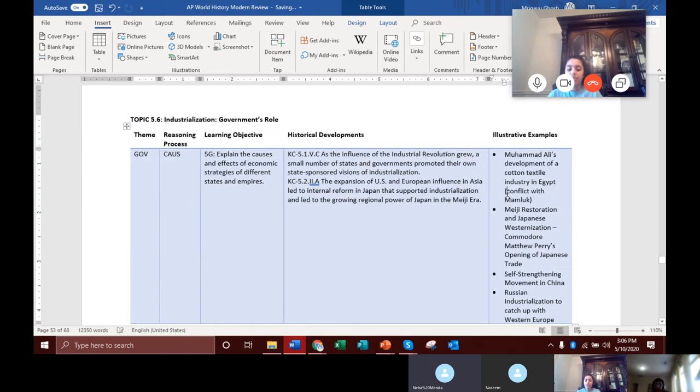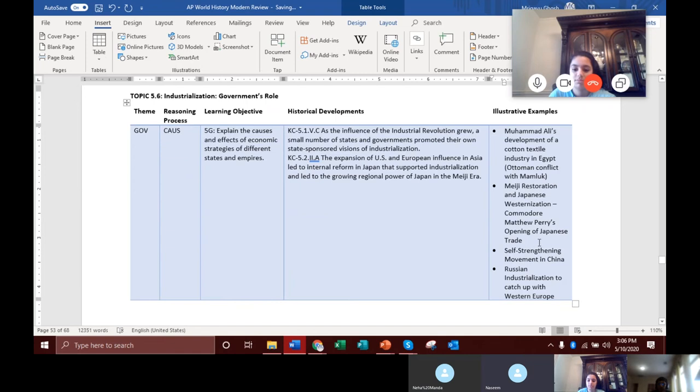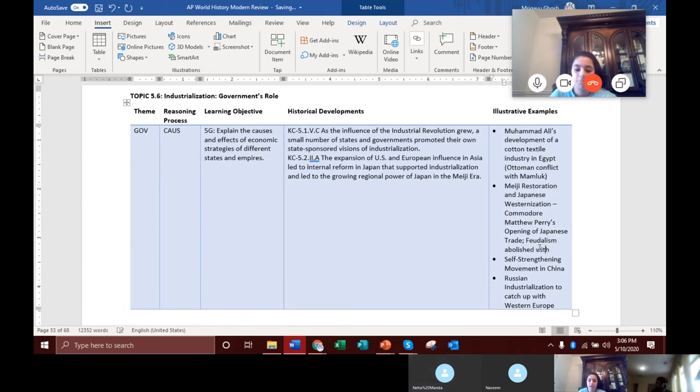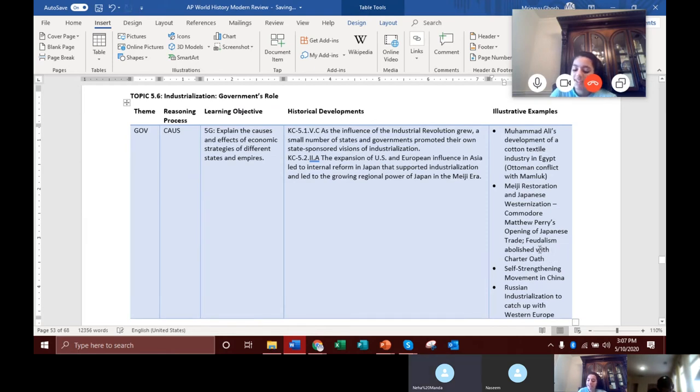Okay. Yeah. Also, another thing you can put is that feudalism was abolished in Japan by the Charter Oath. Okay, so feudalism. Where do we put that? Here, with Japan, I guess? Feudalism abolished by Charter Oath. Okay, so feudalism abolished with the Charter Oath, you said? Yeah. Also, this is the thing Anna was talking about, the Zaibatsu. Okay, so what is this Zaibatsu thing? It's powerful, Japanese family-owned industrial businesses.